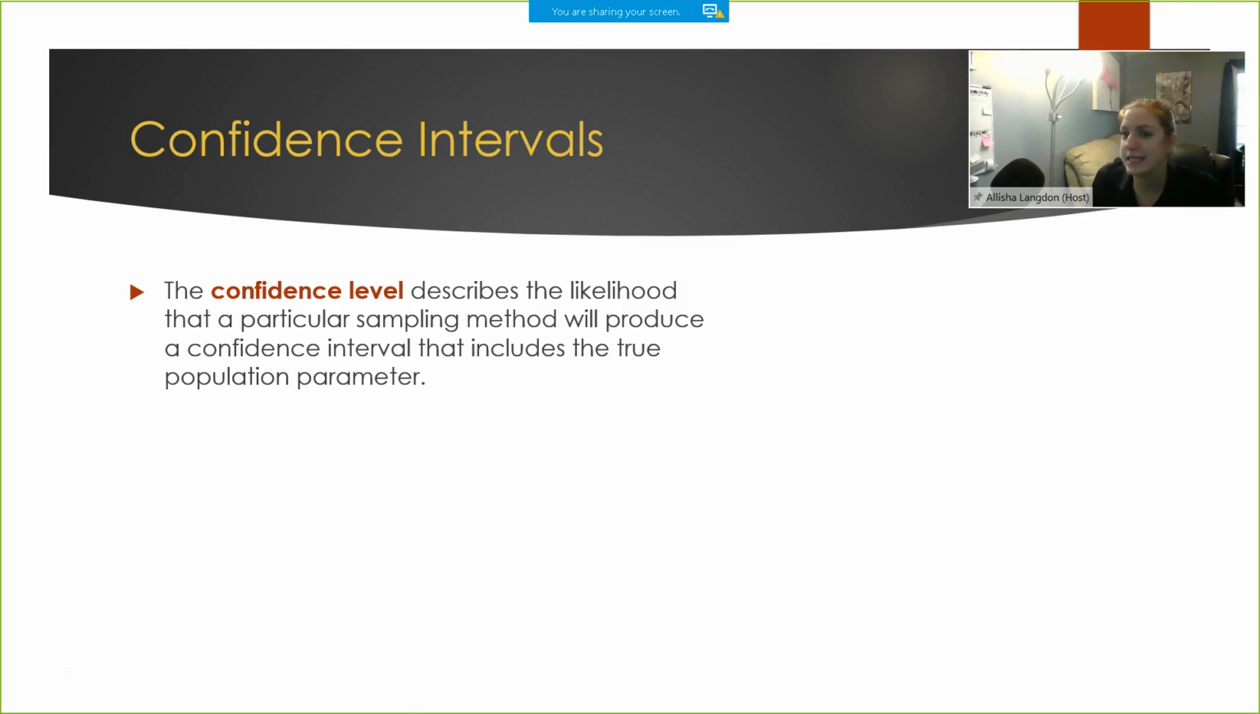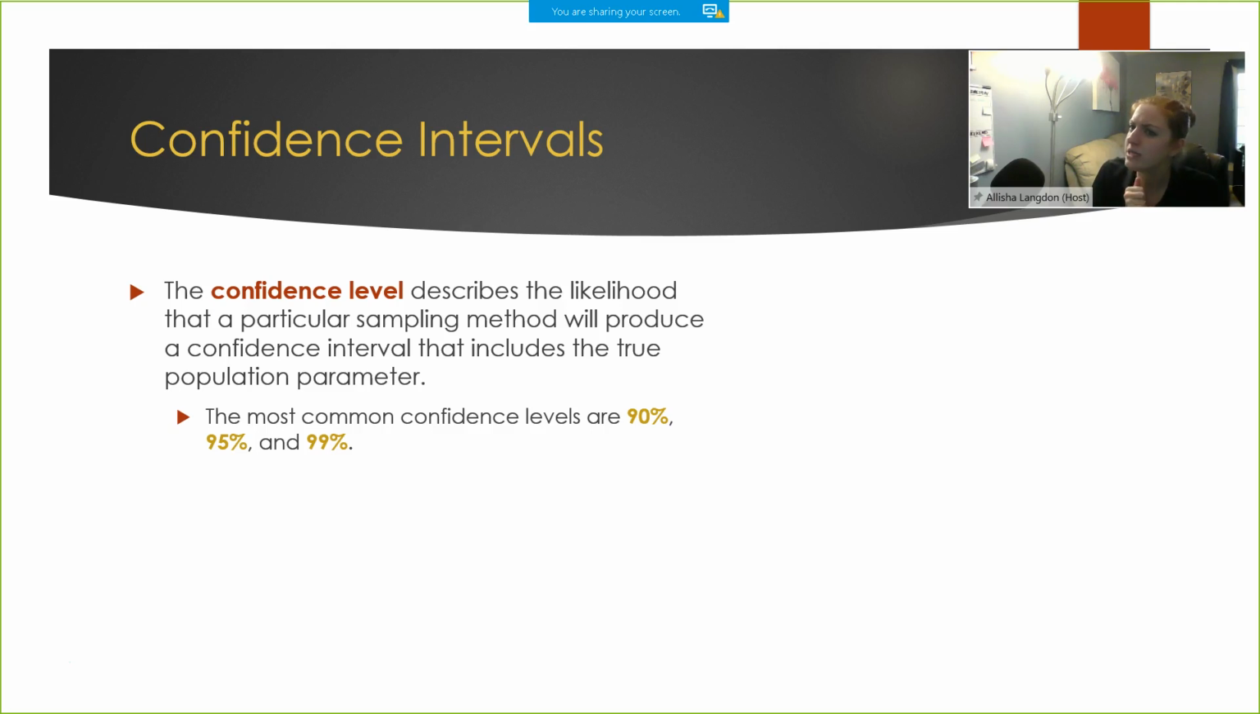I guess I went into these things too soon, but anyways, let's revisit them. So confidence level, as I said, describes the likelihood that a particular sampling method will produce a confidence interval that includes the true population parameter. So basically, we're just saying how sure are we that that value is somewhere in between those two numbers. So how sure are we that the actual average age of Rasmussen students is between, I should really write these numbers down, but I think I said 26 to 31. Are we 90% sure? Are we 95% sure? Are we 99% sure? Those will be our confidence levels that we will work with.